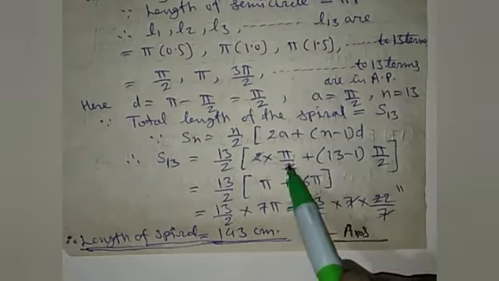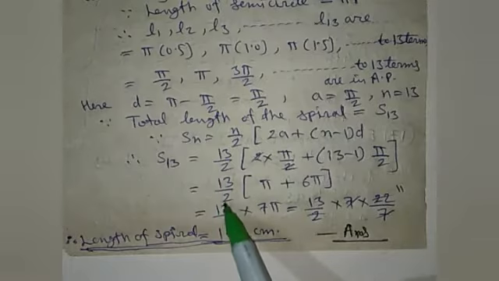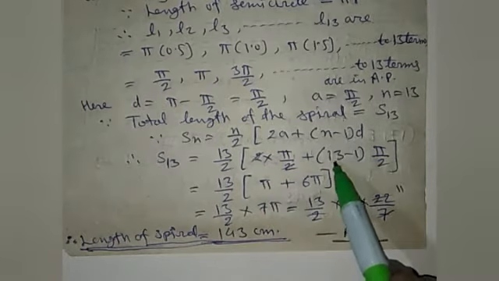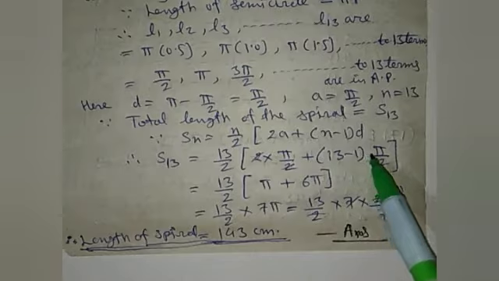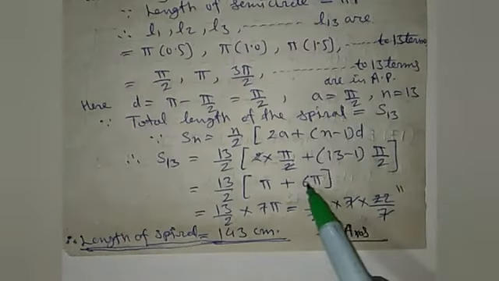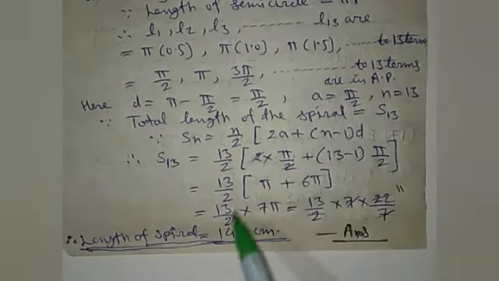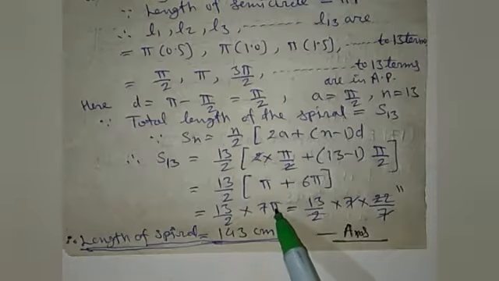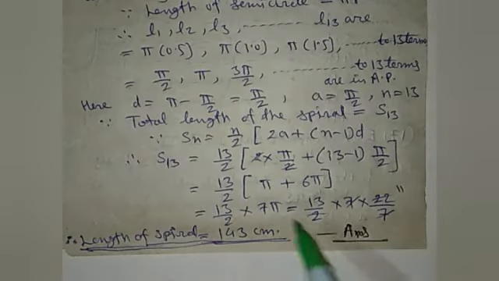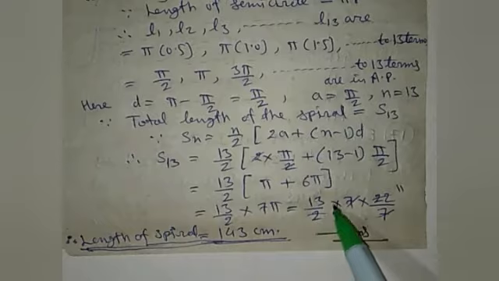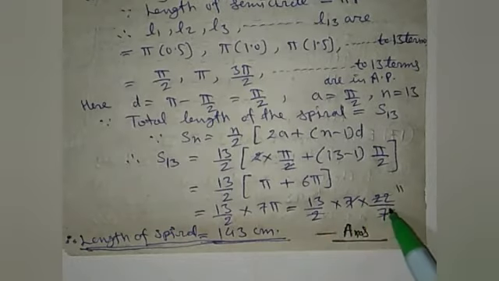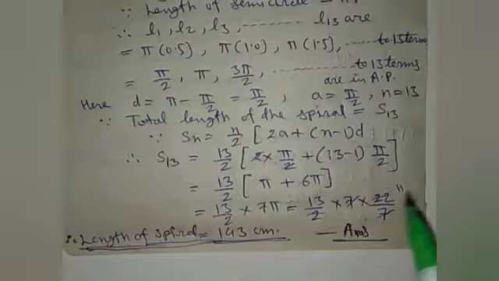So here 13 upon 2 into bracket pi plus 13 minus 1, that is 12, 12 divided by 2 will give 6. So it is 6 pi. So here 13 divided by 2 into 7 pi. Now putting the value of pi, we will get 13 upon 2 into 7 into 22 by 7. So simplifying, you will get the length of spiral is equal to 143 centimeter.